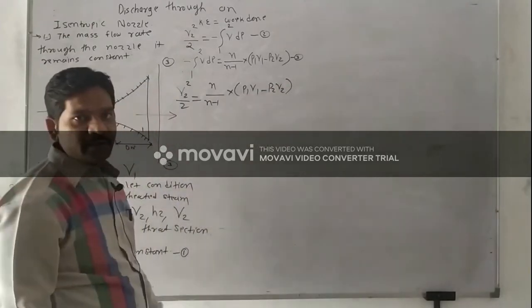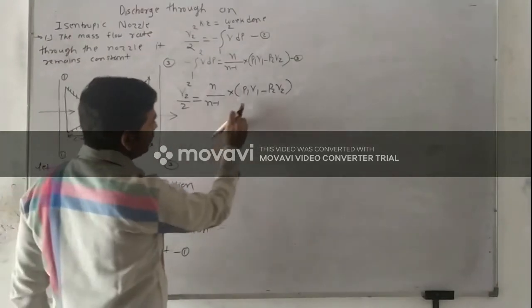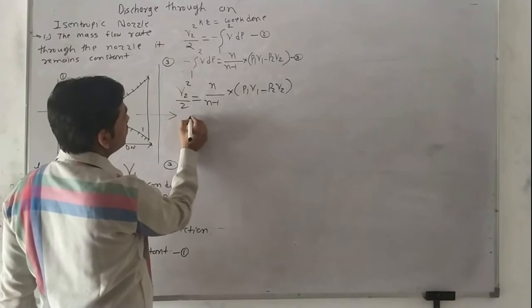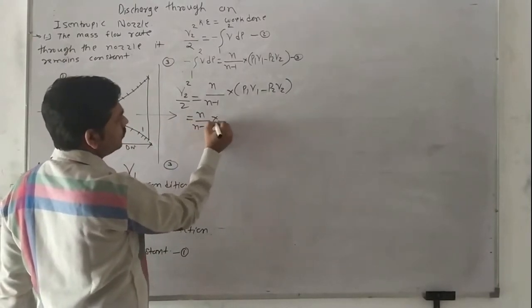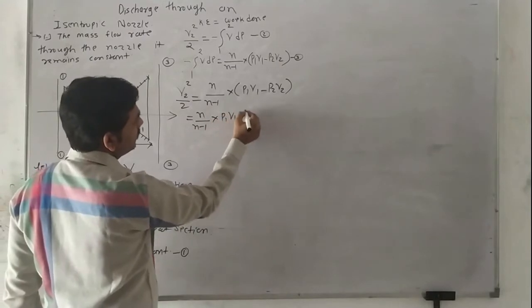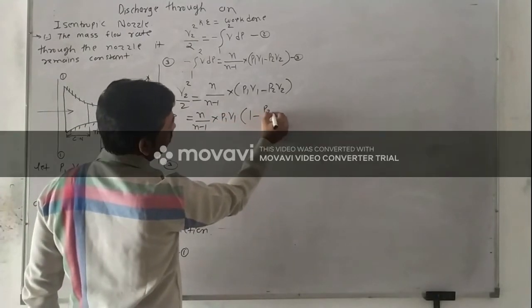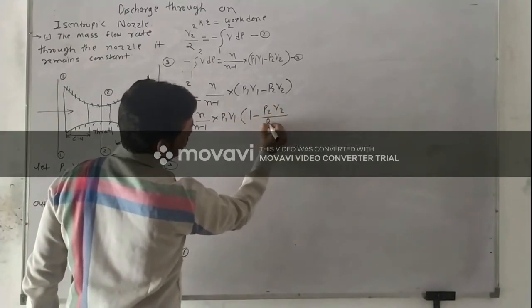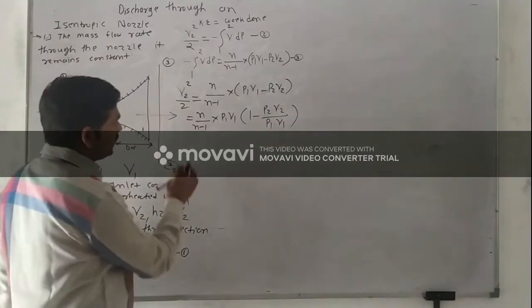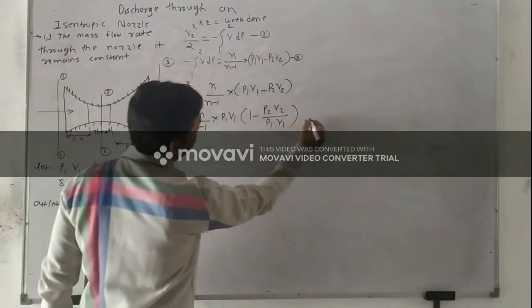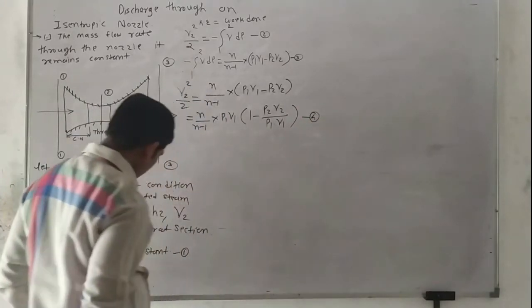We have to get these equations. Let us consider this the common term here. So n upon n minus 1 into P1 V1 in a bracket 1 minus P2 V2 upon P1 V1. Yes or no? Yes. Then what will we do here? Suppose this is equation number 4.